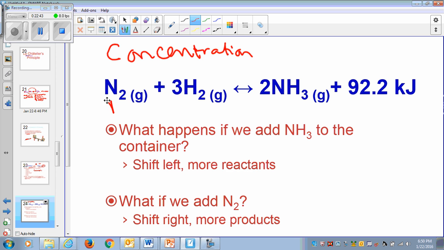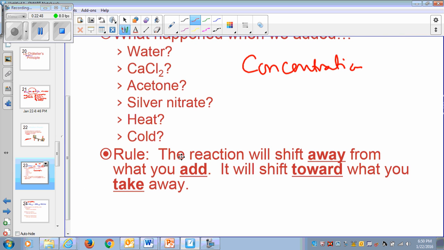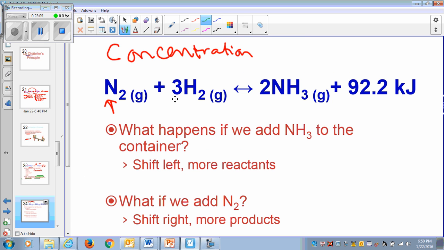If I add the nitrogen, as I said, this was the rule. The rule is that the reaction will shift away from what you add. Okay, you need to understand that. The reaction will shift away from what you add. Okay, and it will shift towards what you take away. All right, so let's go back. So the reaction is going to shift away from what you add. So if I add nitrogen, the reaction will shift to the right. So it will produce more products. All right, it will produce more products.